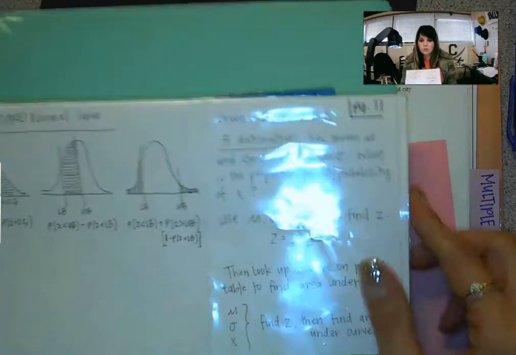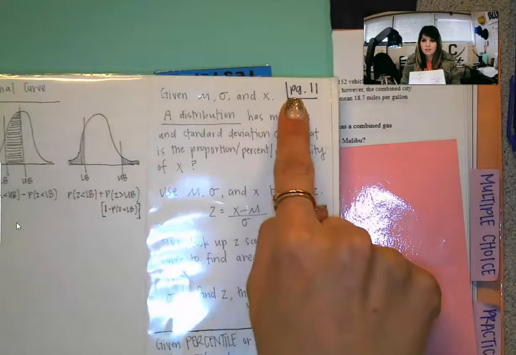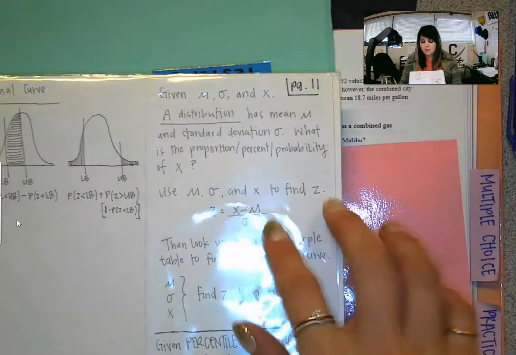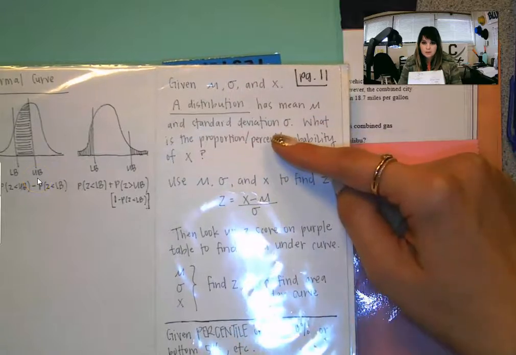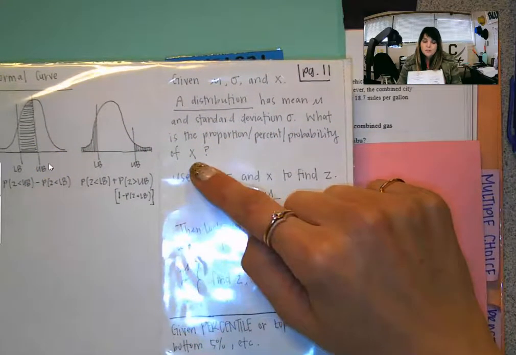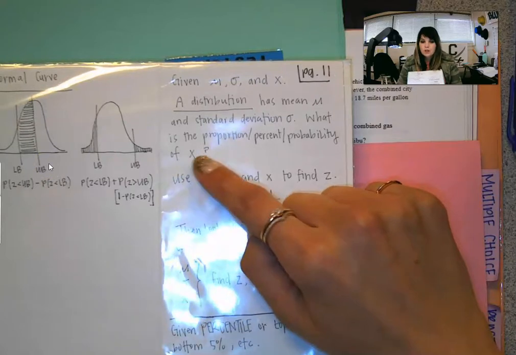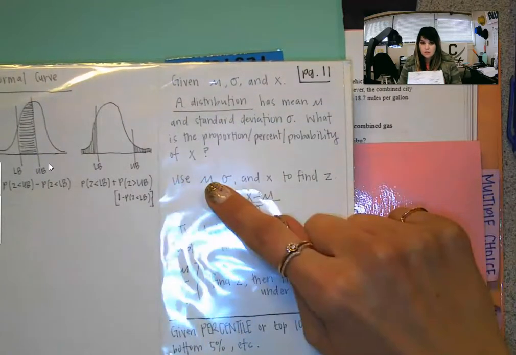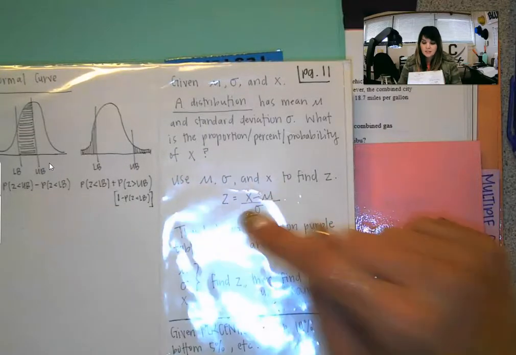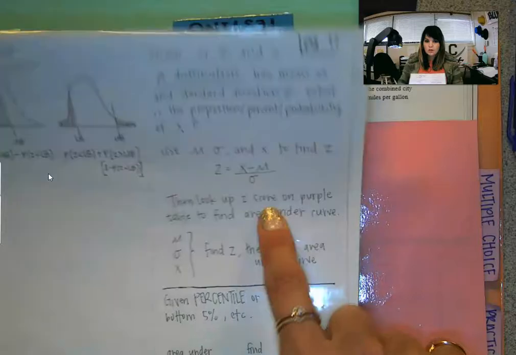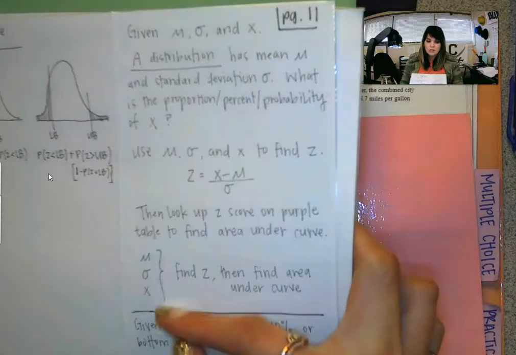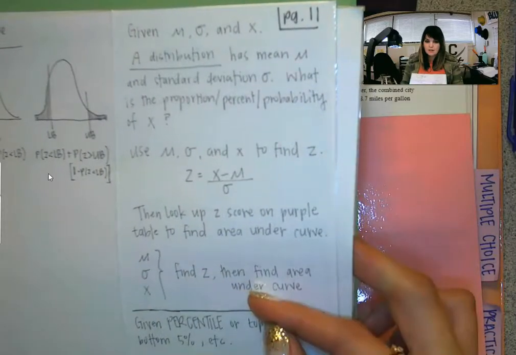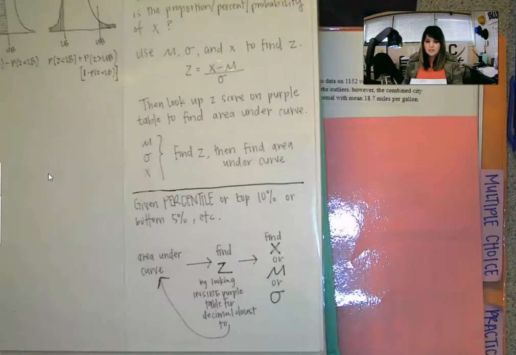What may be more helpful to you, though, is what I had you add onto the back of this overview, and then I have a page number here if you numbered your pages like my page numbers. So the first problem is this. You know mu and sigma, and they ask you about a percent or a probability or proportion of x. So we use the mu, the sigma, and the x that they give us to find z. Then we look up that z-score on the purple table and find the area under the curve. So this little graphic here is just saying use these three numbers to find z, then find area under the curve. Part B is this.